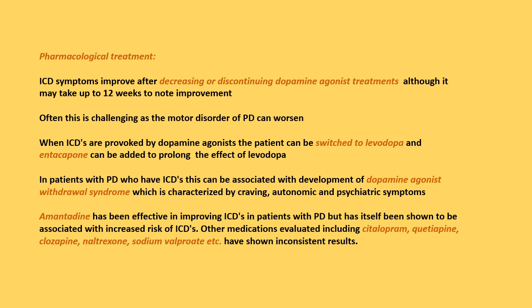Amantadine has been effective in improving ICDs in patients with PD, but itself has been shown to be associated with increased risk of ICDs. Other medications evaluated, including citalopram, quetiapine, clozapine, naltrexone, sodium valproate, have shown inconsistent results.